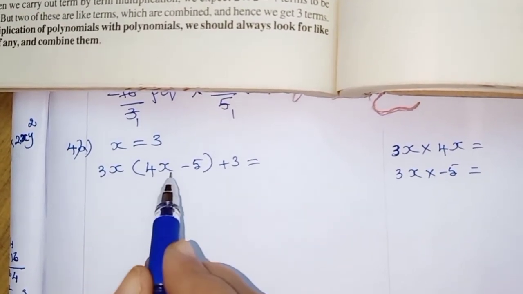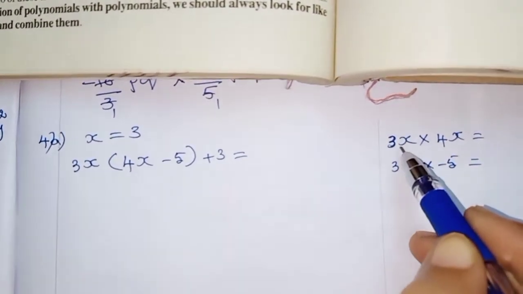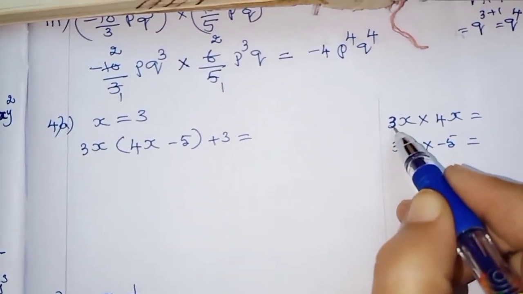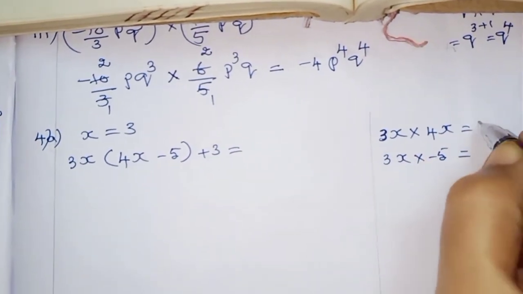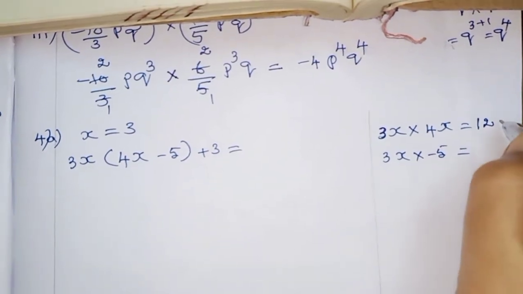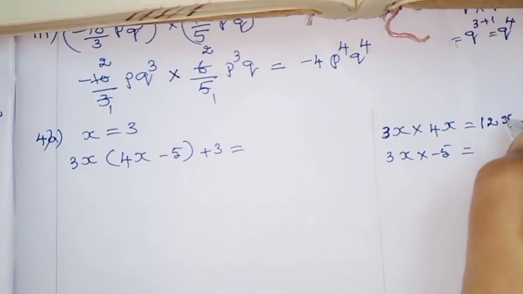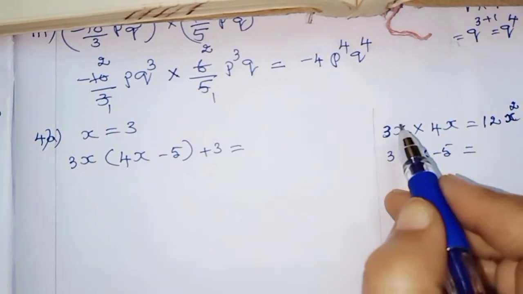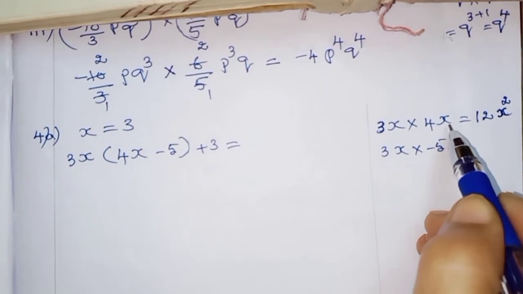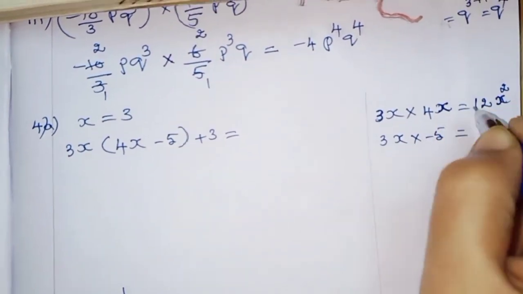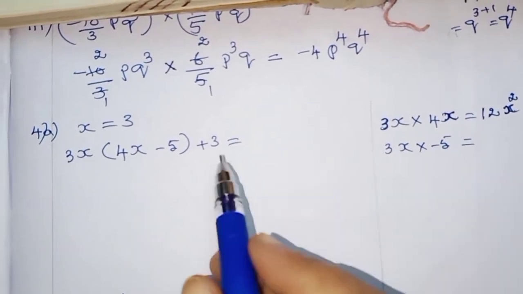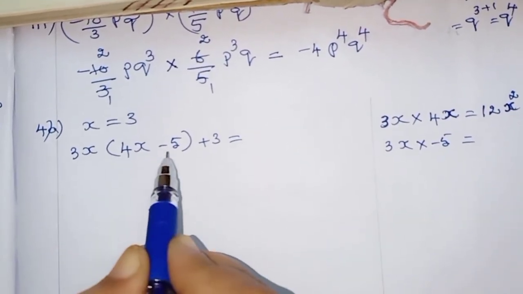So 3x into 4x. First we have to multiply the coefficients. That is 3 into 4, that is 12. Next multiply the variable. x into x is x square, as we add the powers. Here x means x to the power of 1, and in the same way x means x to the power of 1, so 1 plus 1 is 2. So 12x square.